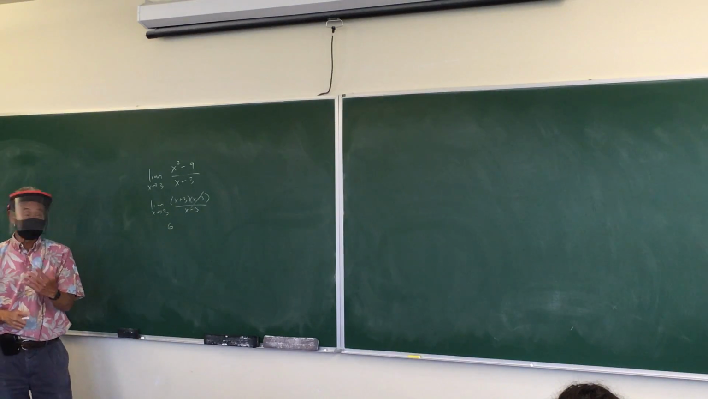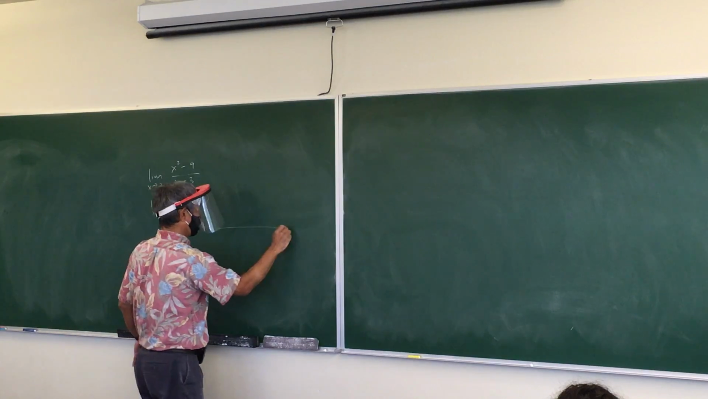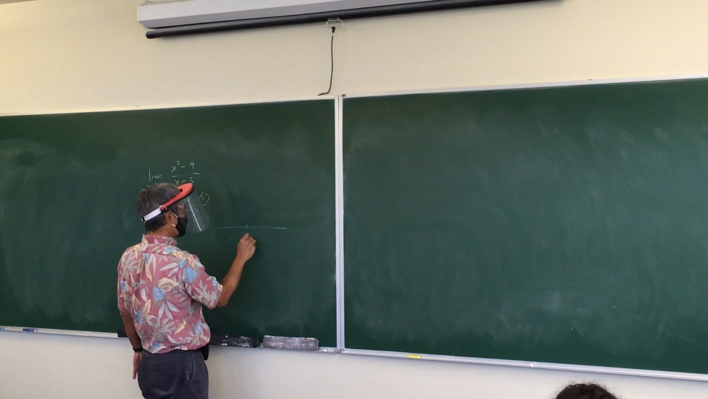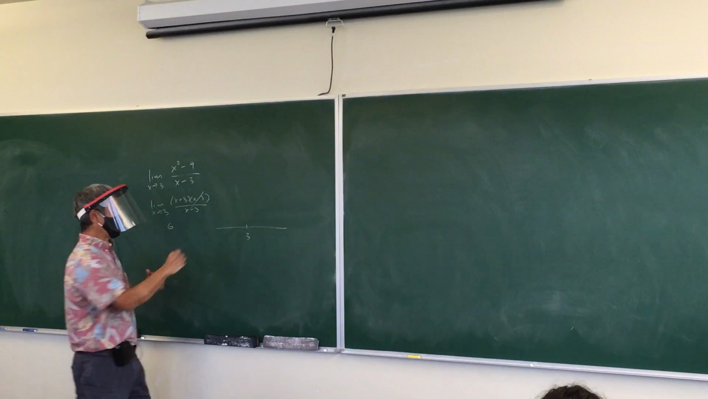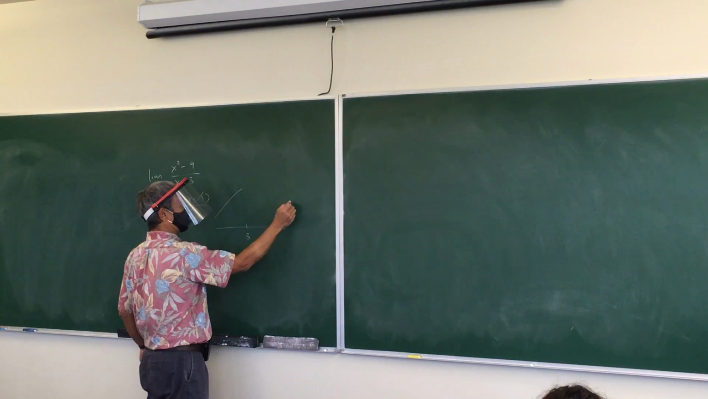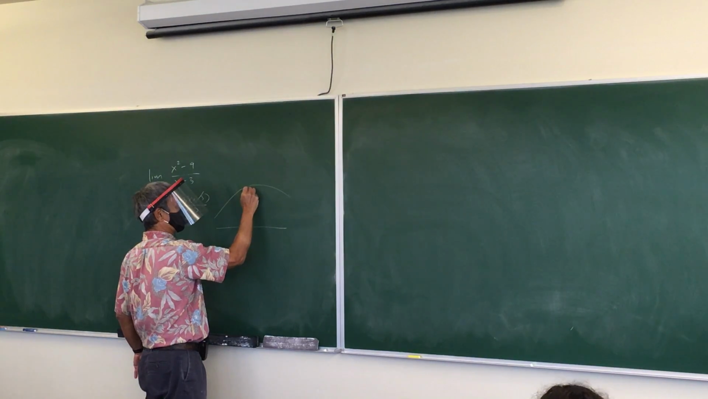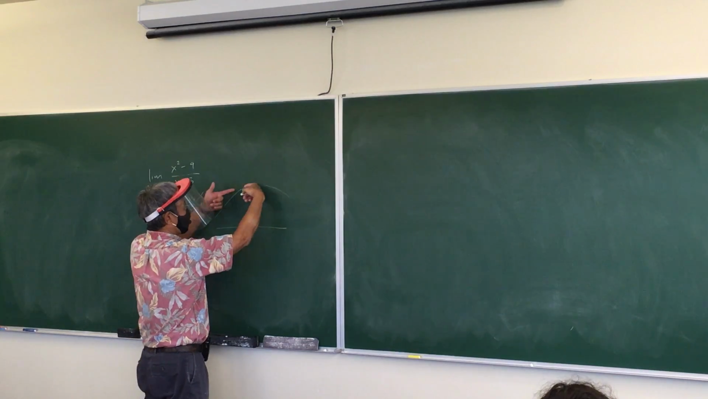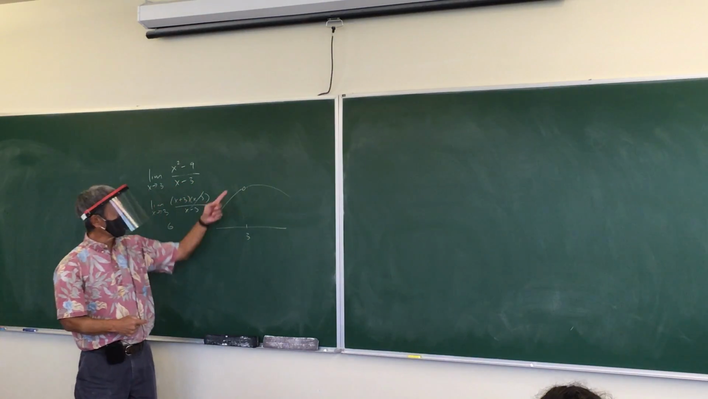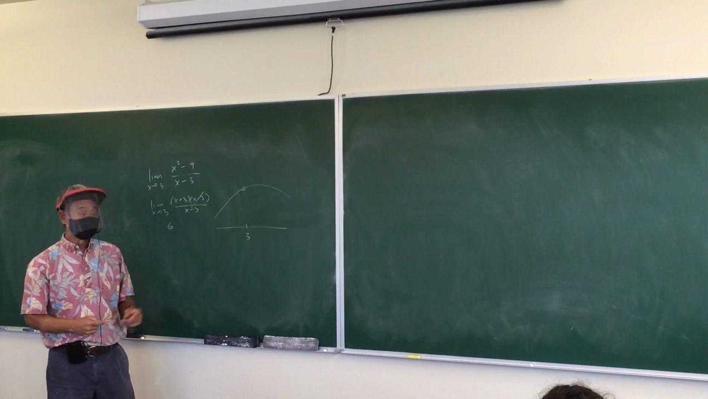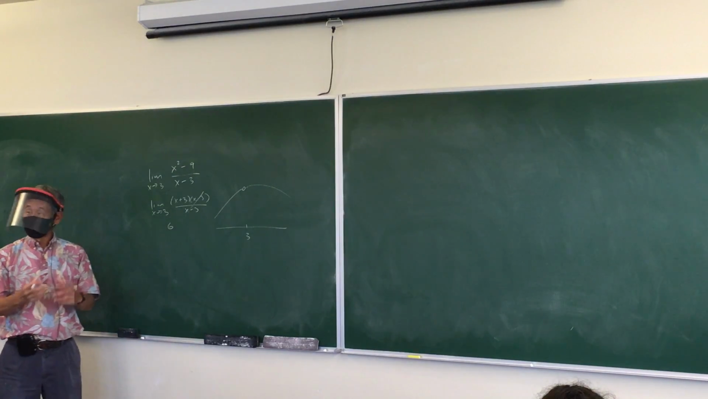Remember, what is a limit? Where it approaches. Yeah, so if the limit is 6, that means coming from the left and coming from the right, no matter what the graph looks like, it's going toward the same point. And what is the y-coordinate of that point? 6. That's what a limit is.